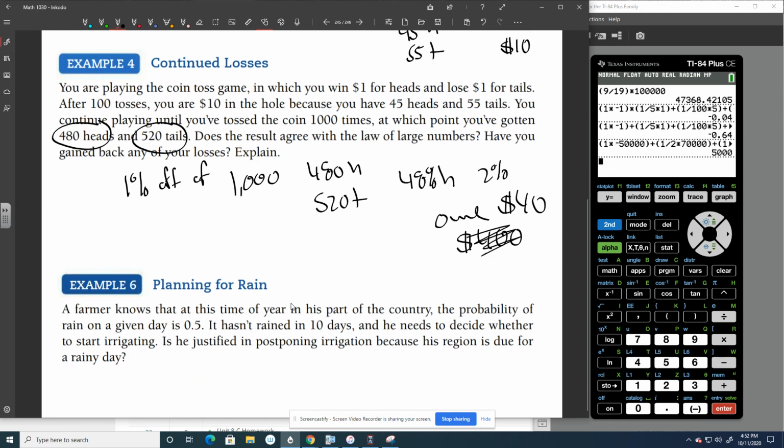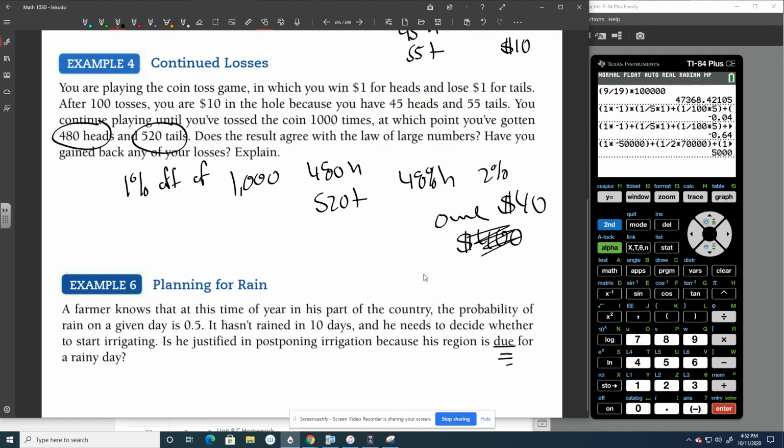Planning for the rain. So a farmer knows that at this time of year, the chance of rain is 50%. It has not rained in 10 days, and he needs to decide whether to start irrigating. Is he justified in postponing irrigation because his region is due for a rainy day? Now, this idea that, okay, I should have 50 rainy days out of 100 days, and I've had 10 days in a row without rain, so I'm due for a rainy day.